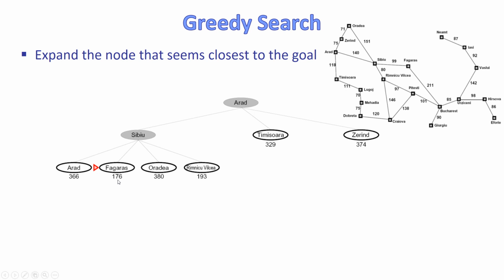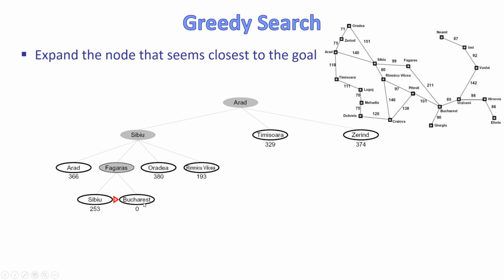The heuristic function tells us that it is Fagaras, so we will expand it next. Now Fagaras will be expanded to these two nodes. At that point we have 1, 2, 3, 4, 5, 6, 7 nodes or states in the fringe. The one that has the least cost, of course, is Bucharest, since it is the goal. The estimated cost to Bucharest from Bucharest, of course, is 0. So we will select it, and then we declare success that we found a solution. So this is the greedy search strategy.